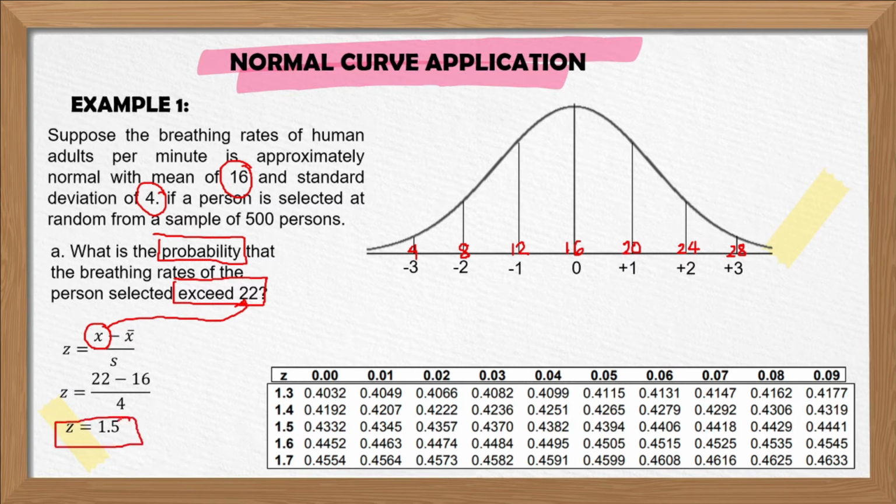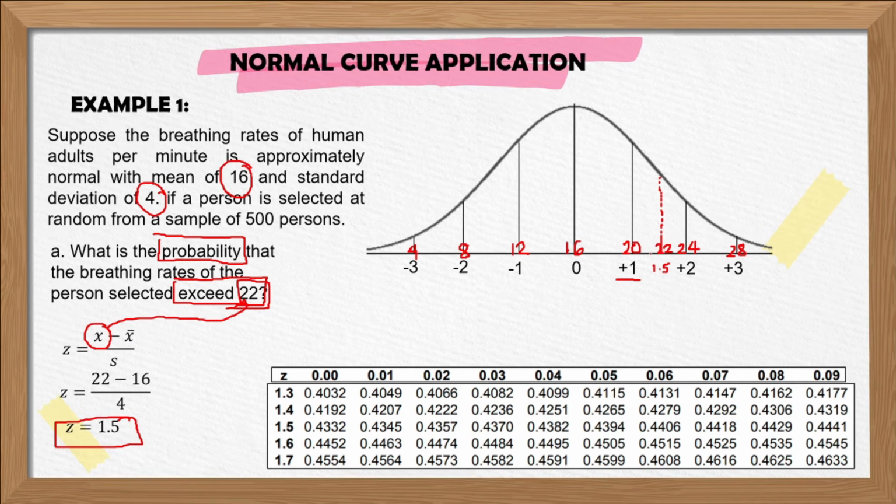Now, let us locate 1.5 on the normal curve. This is positive 1. To estimate 1.5, pwede siyang nasa gitna, no? Nandito si 1.5 at nandito si 22, because our x here is 22. Now, let us get the area of the z-score 1.5, so from 0 to 1.5.